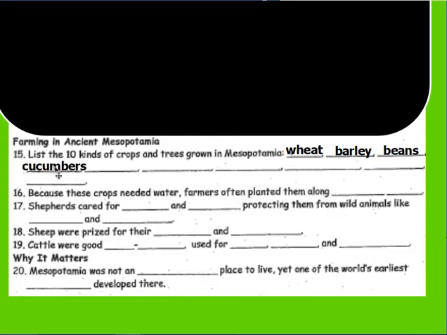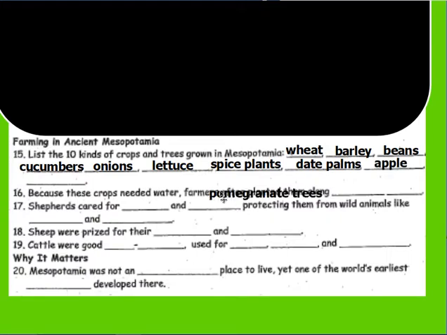beans, cucumbers, onions, lettuce. Are you keeping up? I want to be able to read it. Spice plants, date palms. They grew apple trees and pomegranate trees.